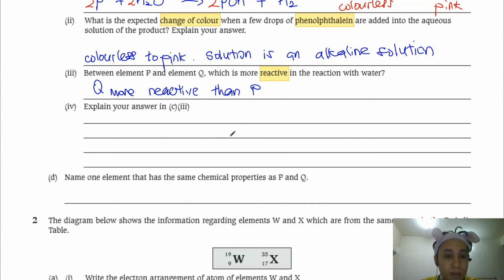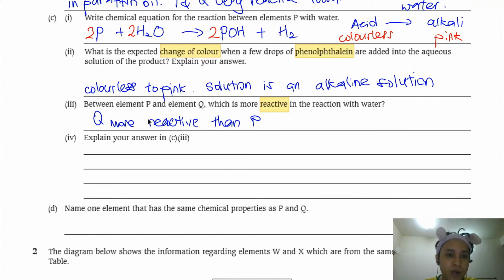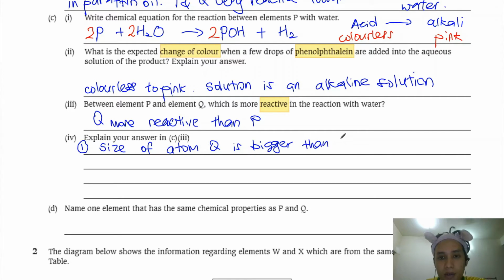Here comes the most important part. Explain why Q is more reactive than P. This is very important. The first point that you always write, you always start off with, is size. You always say the size of which one is bigger than which one. So atom Q is bigger than P.